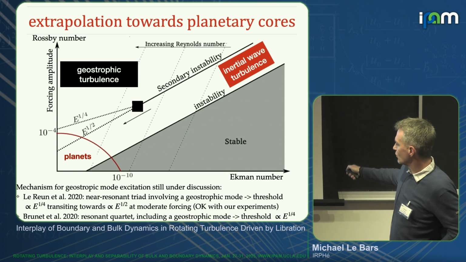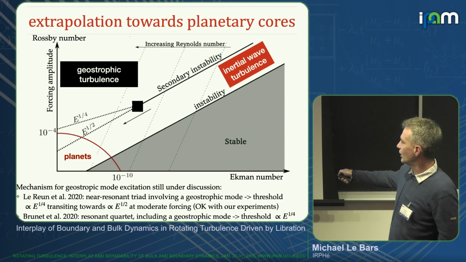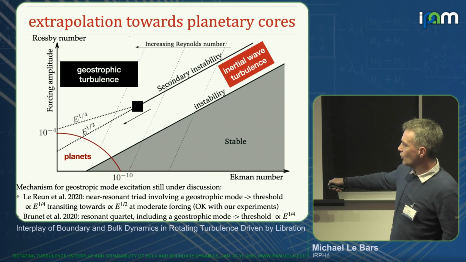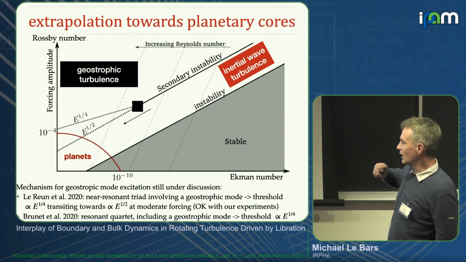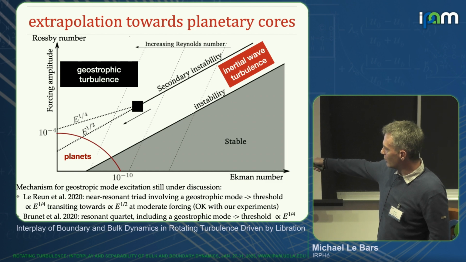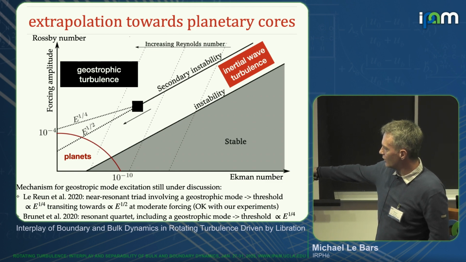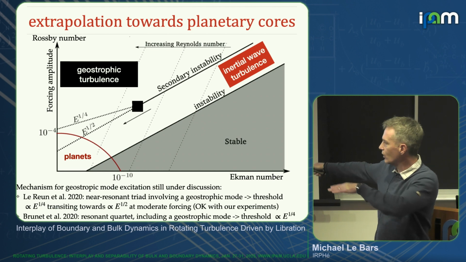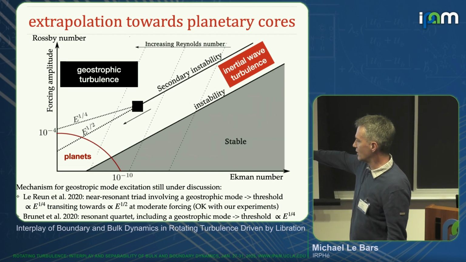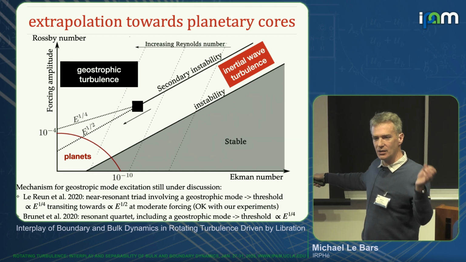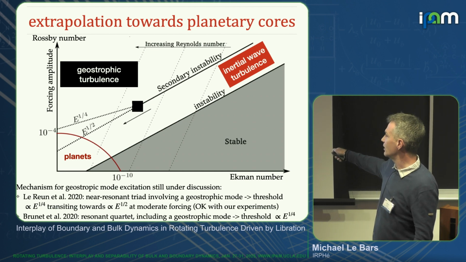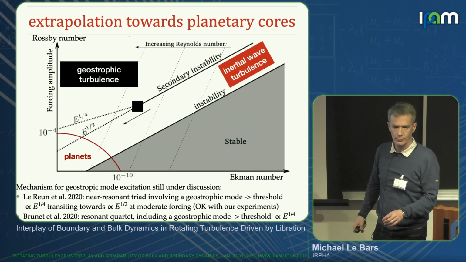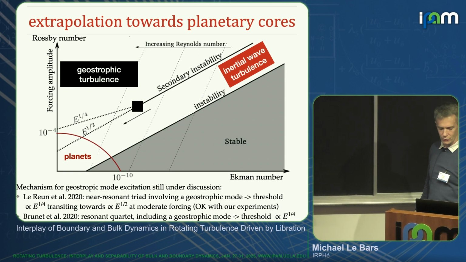What is clear is that if you extrapolate from what we do in the lab towards planets, the planets are actually very close to the threshold of the elliptical instability. So it means that if we extrapolate the experimental threshold, it's here. If we take the theory, it will be a 1/4, so it will go away from this first threshold here. In any case, the planets, if they are unstable by these instabilities, are in the inertial wave turbulence regime, not in the geostrophic one.